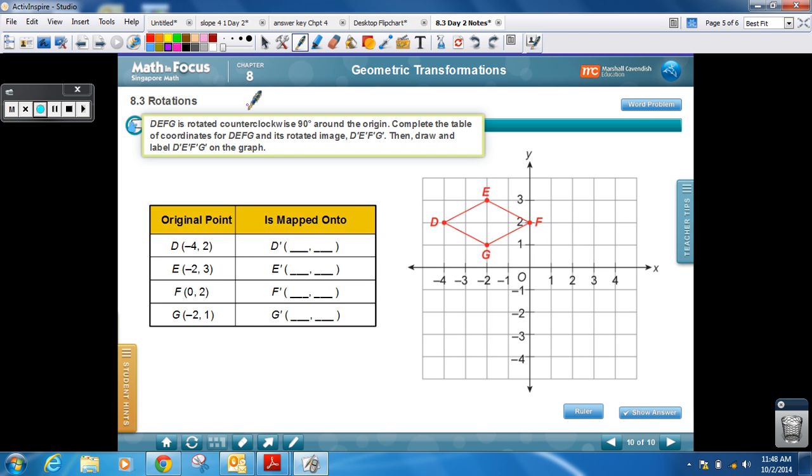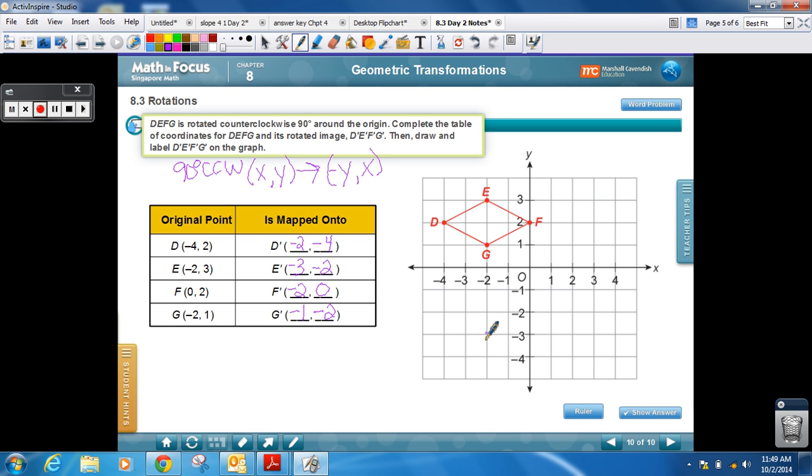Okay, our next one here says it does a 90-degree rotation counterclockwise. So 90 degrees counterclockwise, if you can remember our rule, x, y maps onto negative y, x. So negative y, x for each point. So then I draw that.